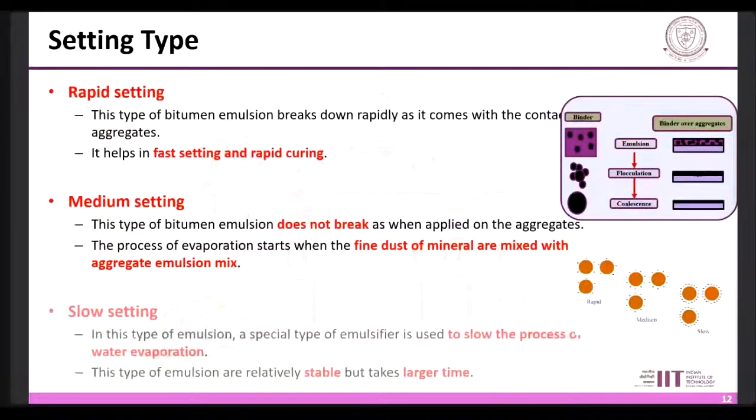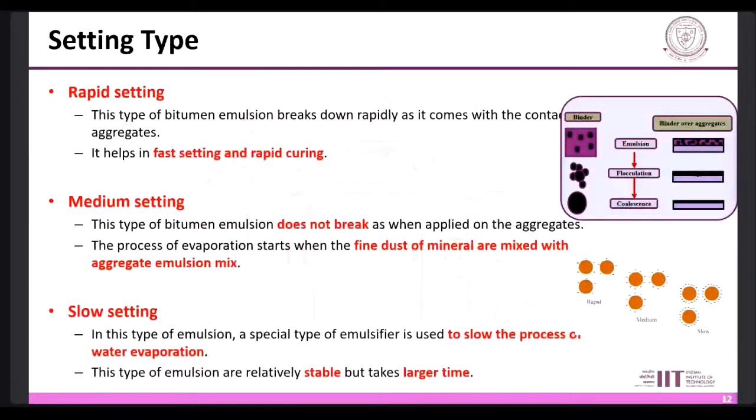Third is the slow setting emulsion. In this type of emulsion, a special type of emulsifier is used to slow down the process of water evaporation. This type of emulsion is basically stable, but it takes a longer time as compared to the rapid and medium setting. So can you please tell which type of emulsion you use in the construction process, whether it is rapid setting, medium setting, or slow setting?